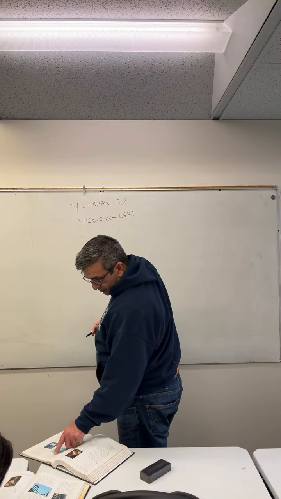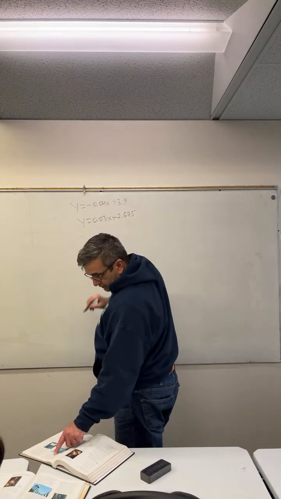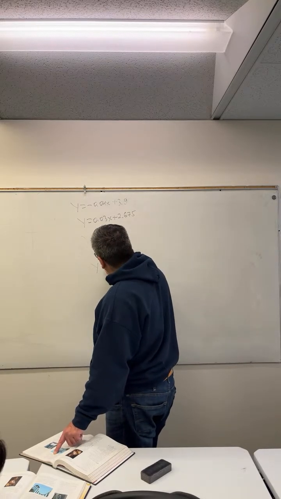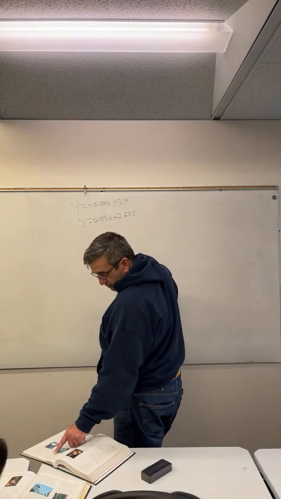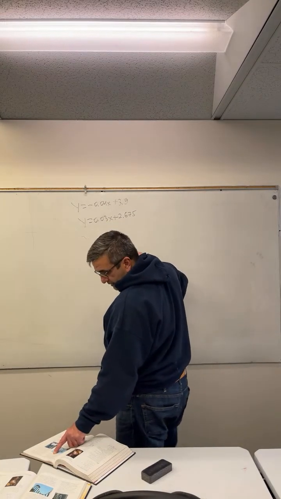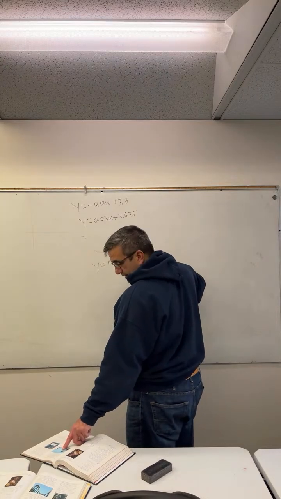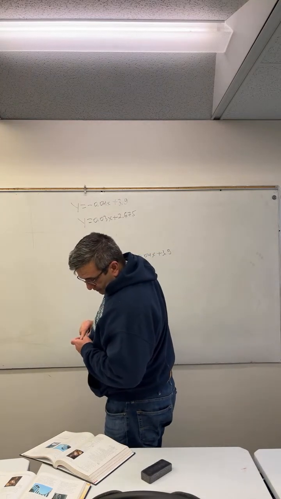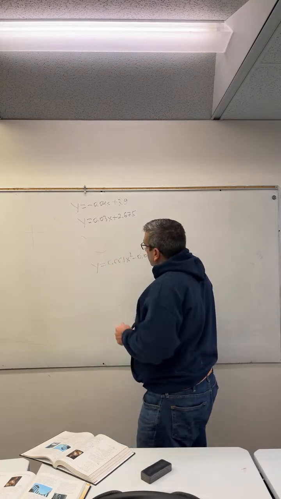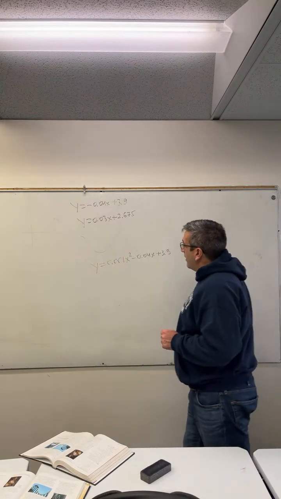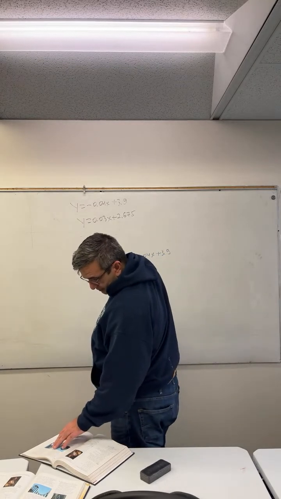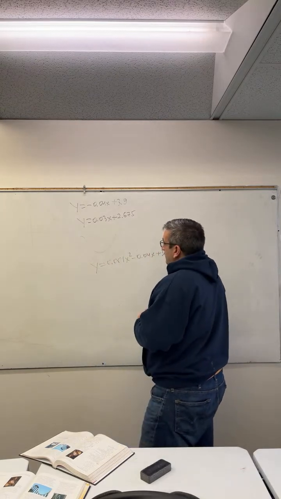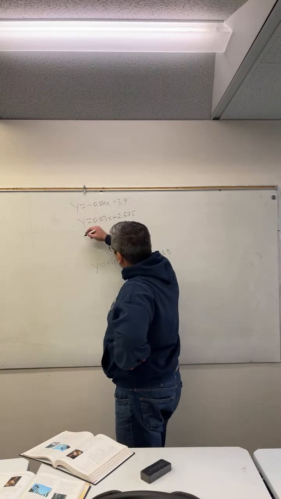Okay, vertical curve between the two. This curve is modeled by this equation: x squared minus 0.04x plus 3.9. So determine the points at the beginning and the end of the curve.